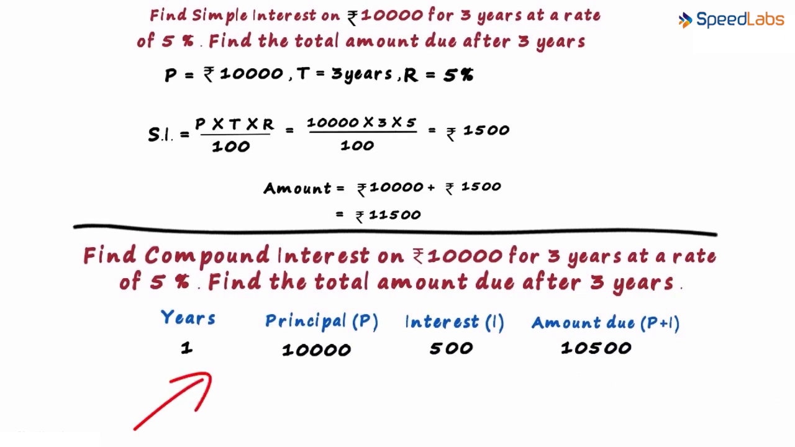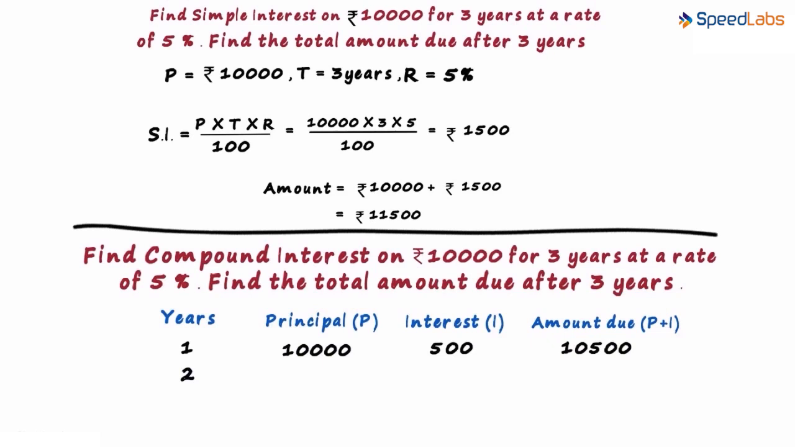Let us look at it again. Basically, we have kept 10,000 with the bank for a year. We got 500 rupees as interest, and this is the total amount you would get if you had withdrawn money after the first year. But the question says we have kept it for 3 years. Now let us get to the second year.